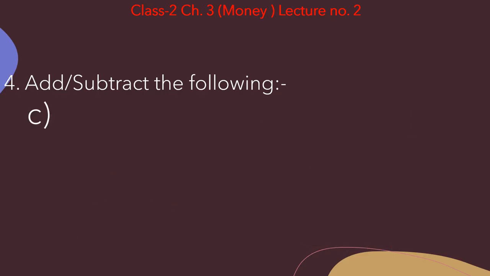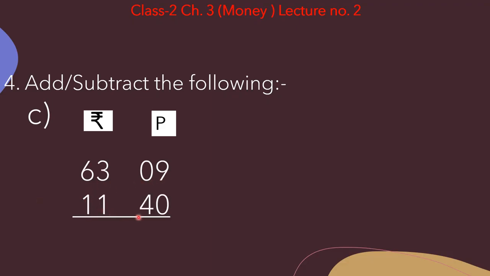Now in C part, rupees and paise is given. Okay. One amount is 63 rupees 9 paise and second amount is 11 rupees 40 paise. Now we have to add both the given amounts. So let's start from our right hand side.